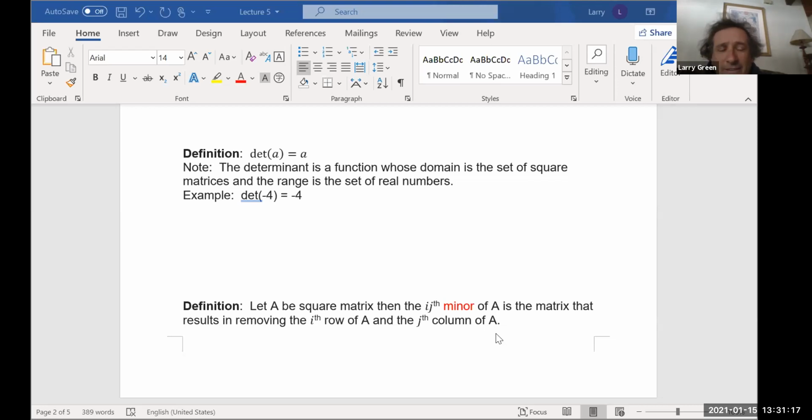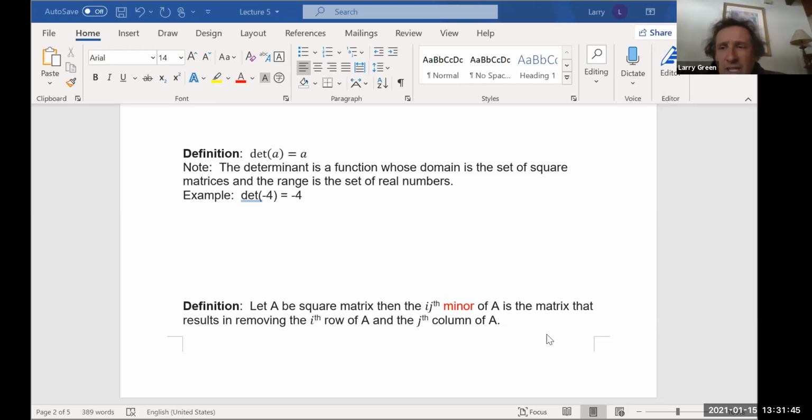By the way, this is only true for higher than 1 by 1. You don't even talk about it for 1 by 1, because it doesn't make sense to remove a row when there's only one row to remove. You don't get a matrix. So this is for 2 by 2 or bigger. Just a note. People don't even usually talk about it; it's just kind of assumed.